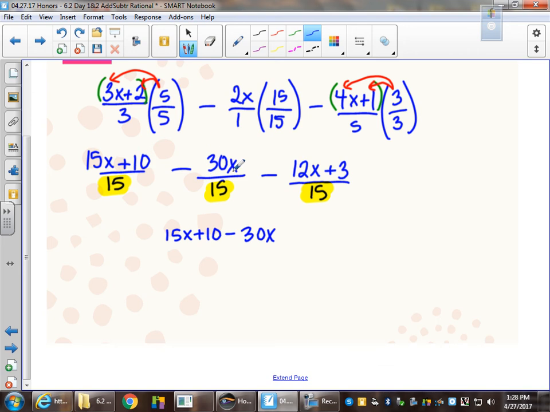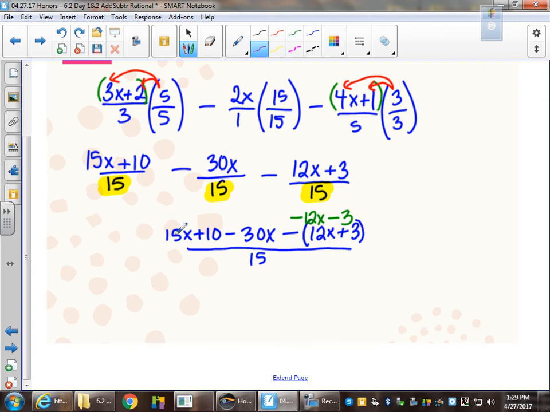Now I didn't need parentheses here because it was just a single term. But notice here, I'm subtracting this binomial. We need to make sure that we either immediately distribute the negative or use parentheses so that you remember you need to do that. All divided by 15. So that's going to be minus 12x minus 3 when you distribute the negative.